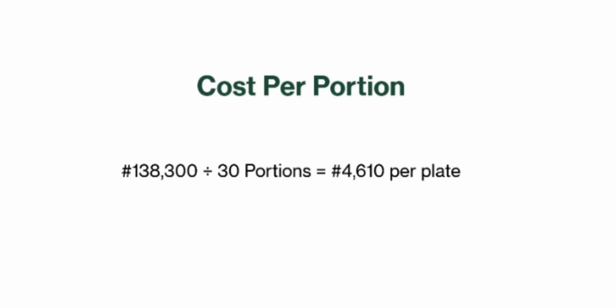Now let us calculate our cost per portion, that is cost per plate. Recall that the total production cost is 138,300 naira. So we simply divide by 30 portions to give us 4,610 naira per plate. Please take note that there is no profit yet. This is just the cost at which you need to make just a plate of rice.